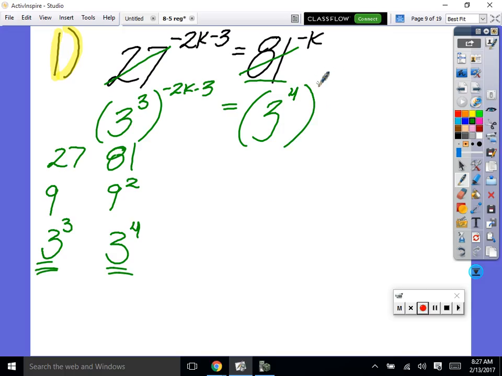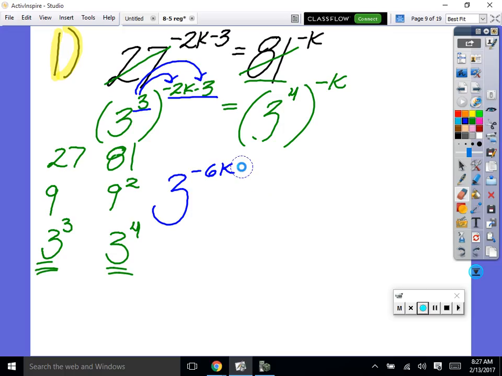Raised to the negative k. So let's simplify this a little bit, because when you raise a power to a power, you multiply the powers. So we have 3 times all that stuff. So we have base 3 raised to the 3 times negative 2k, which is negative 6k. 3 times negative 3 is positive 9. Negative 9. Good catch. Negative 9.